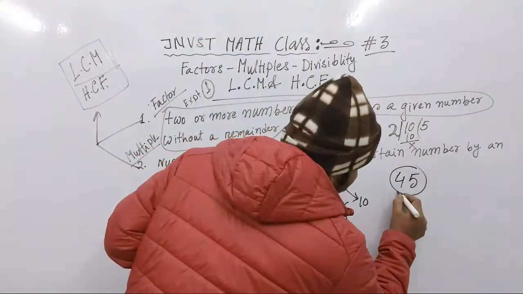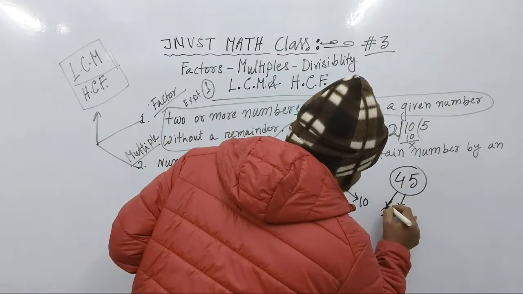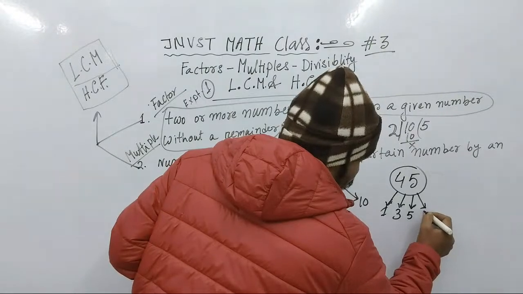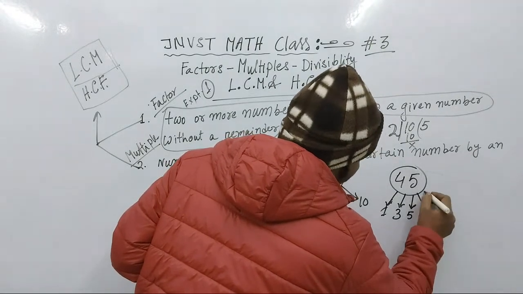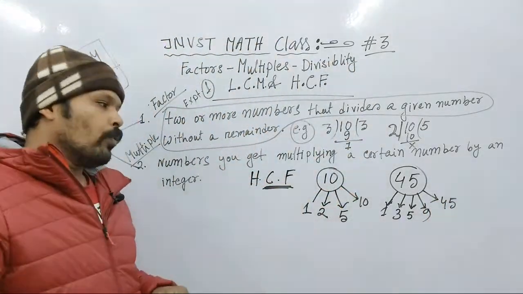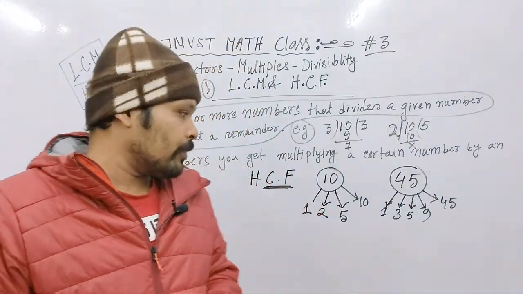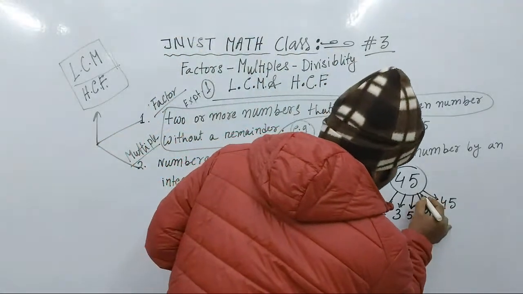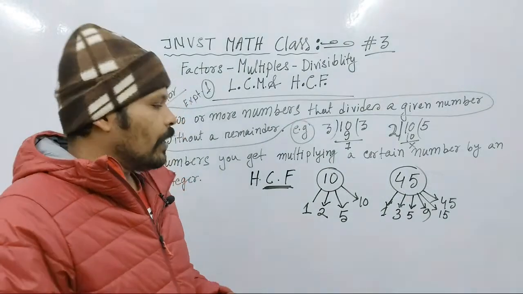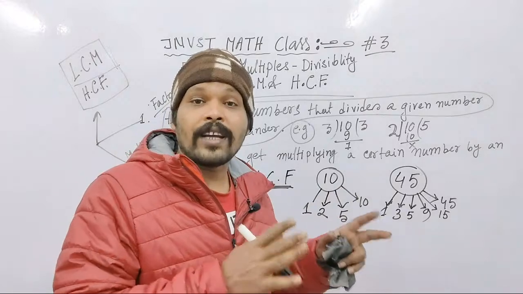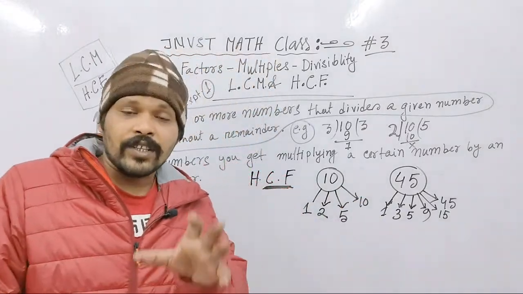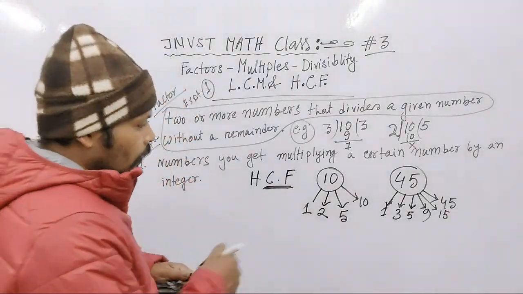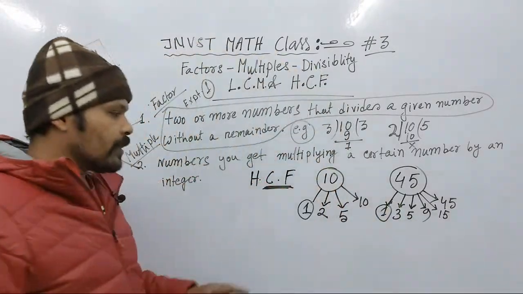Now the factors of 45: 1, yes. 2, no. 3, yes. 4, no. 5, yes. 6, no. 7, no. 8, no. 9, yes. And 15 and 45. So 1, 3, 5, 9, 15, 45. 6 factors are there. And now we are searching for the common factor. What is the common factor? It is a factor which is present in both cases.